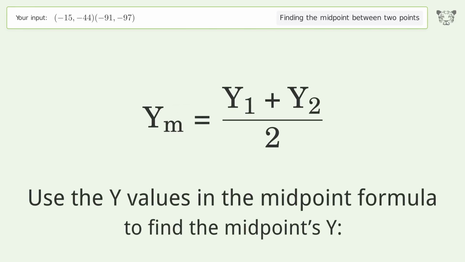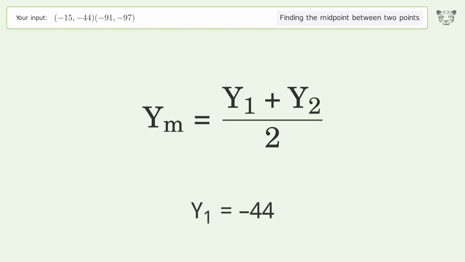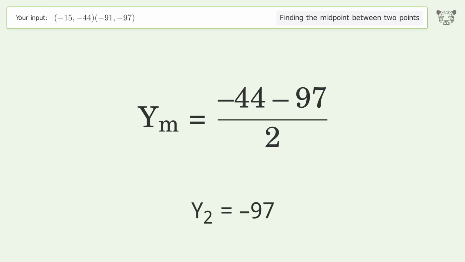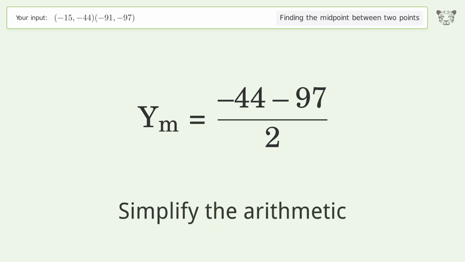Use the y values in the midpoint formula to find the midpoint's y. y1 equals -44. y2 equals -97. Simplify the arithmetic.